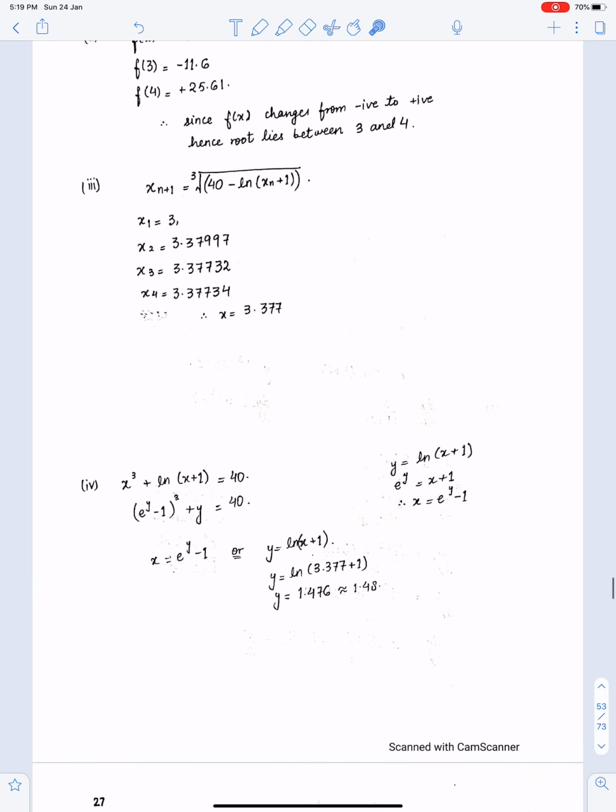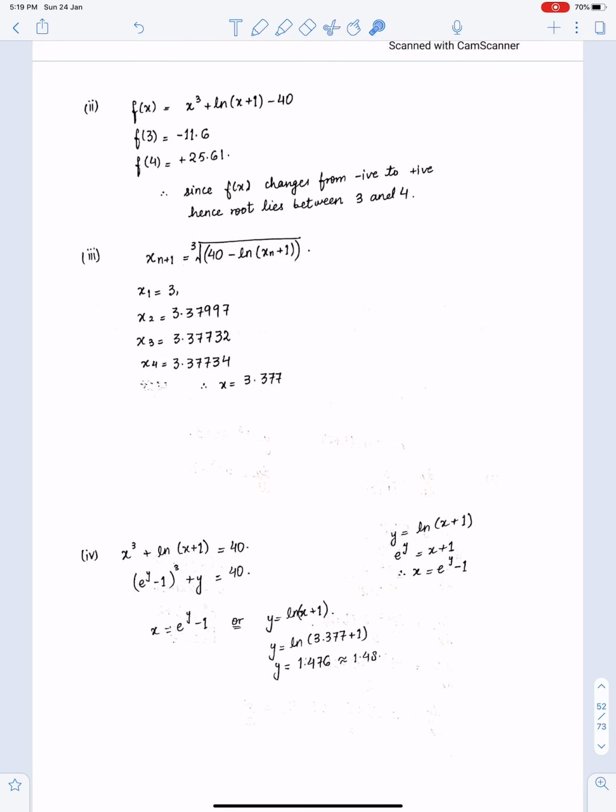Now, this is the last part. So first you need to convert this equation. This is the original equation and we have to deduce the root of this equation. So if x is e power y minus 1, if you compare these two, x is e power y minus 1, or you can write y as ln x plus 1, and the answer is this, because we need the value of y. So first get the value of y and then substitute the value of y here.